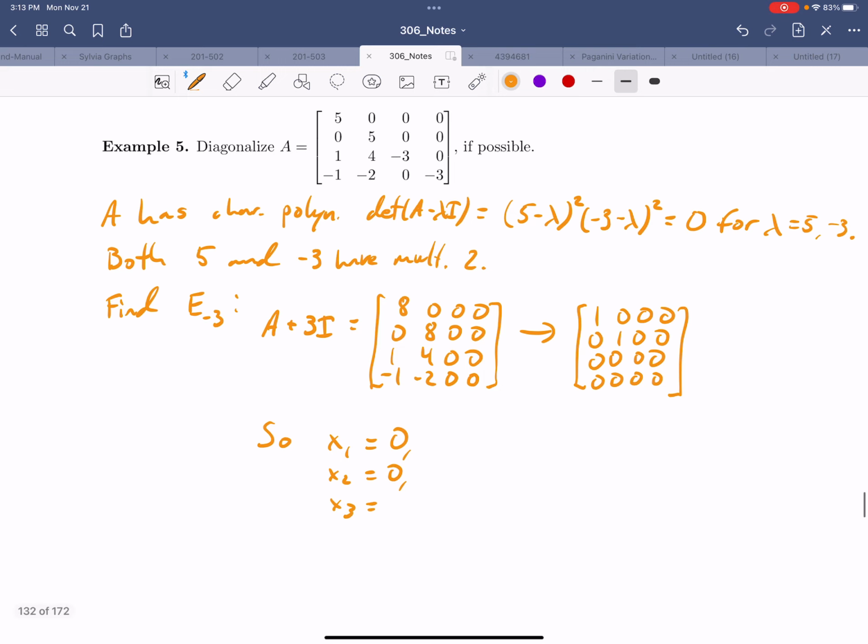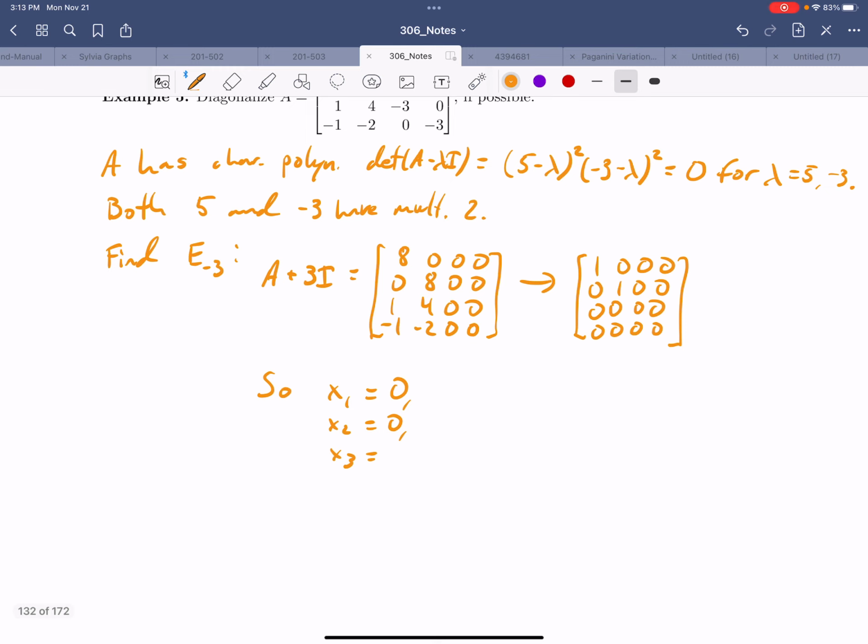We'll call this s. x4 is going to equal t. And so we're going to have that the eigenspace of negative 3, which remember it's just the null space of A plus 3I, right? This is just going to be s times the vector 0, 0, 1, 0 plus t times the vector 0, 0, 0, 1 for all real numbers s and t. All right. So there you go.